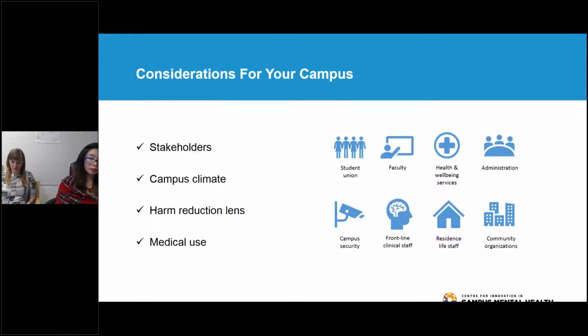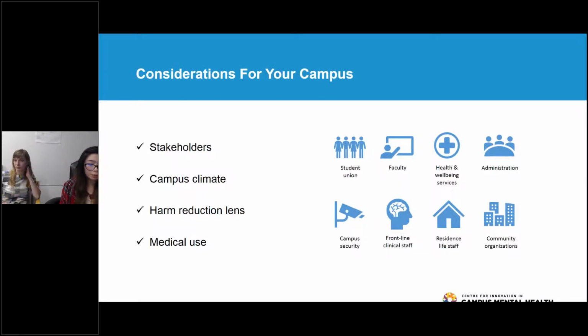First things first, considerations for your campus. The strategy and the time that it's going to take to develop a cannabis use framework for your institution is going to depend on a variety of factors, including the prevalence of cannabis use at your institution, as well as the size and type of campus. The first thing to consider is your stakeholders. So who's on your campus?